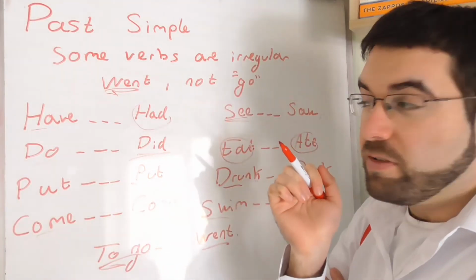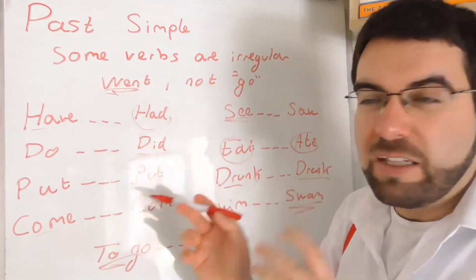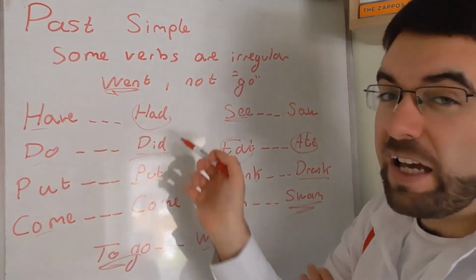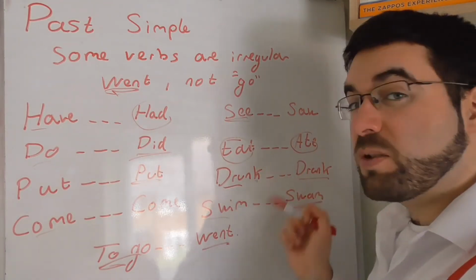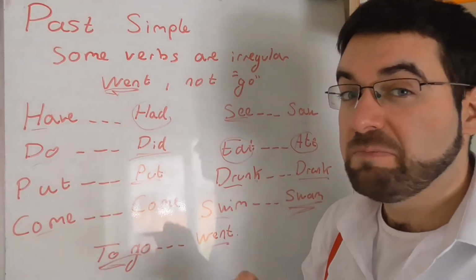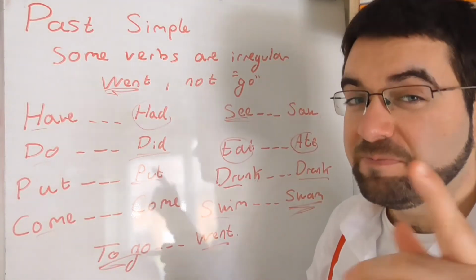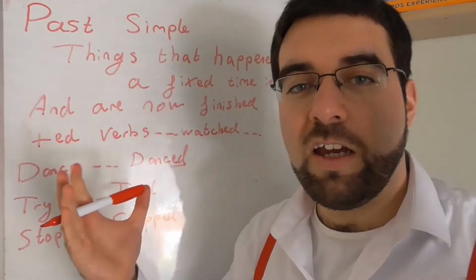The irregular ones, well, they are irregular. They're just irregular, weird. They change. Do, did, put, come, have, had, see, saw, eat, ate, drink, drank, swim, swam. They're nicely weird, because English is nicely weird. How cool is that? And there we have it.